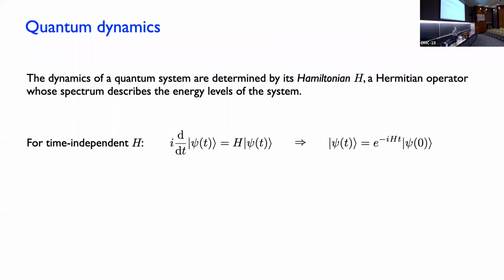If we have a time-independent Hamiltonian, then the Schrodinger equation, which says that i times the time derivative of the quantum state is the Hamiltonian acting on the state, we can solve that differential equation, and it just says that the state at time t is the exponential of H acting on the initial state. So it's e to the minus iHt times the initial state psi of 0. That allows you to determine the state at all times.